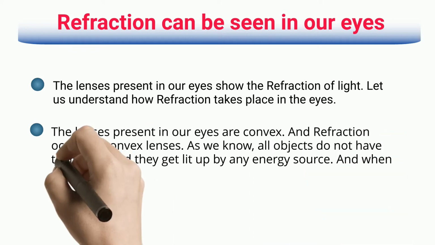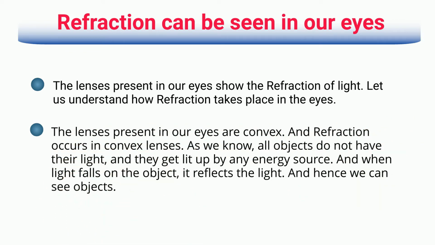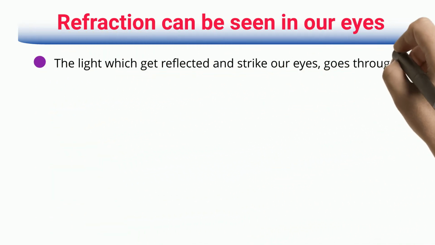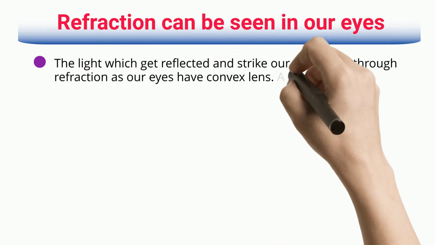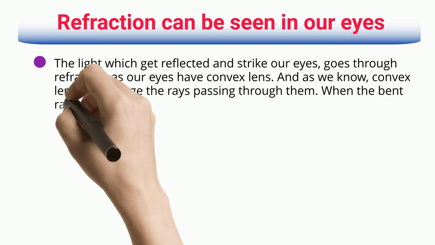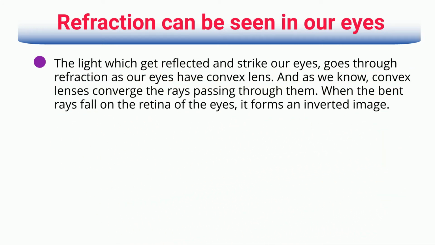As we know, all objects do not have their own light, and they get lit up by an energy source. And when light falls on the object, it reflects the light, and hence we can see objects. The light which gets reflected and strikes our eyes goes through refraction, as our eyes have a convex lens. And as we know, convex lenses converge the rays passing through them. When the bent rays fall on the retina of the eyes, it forms an inverted image.